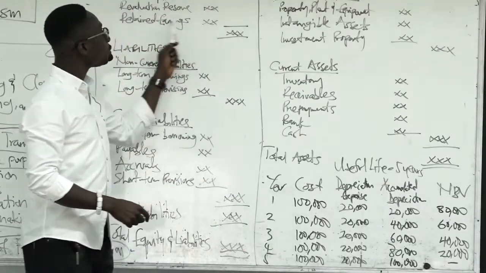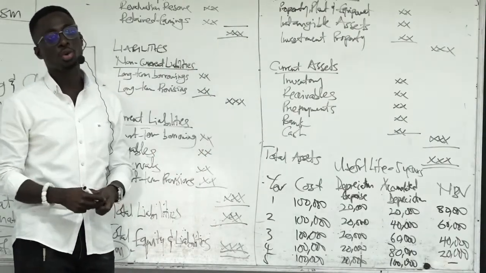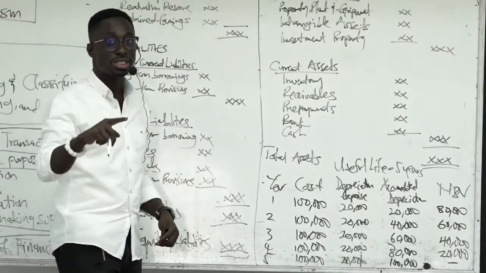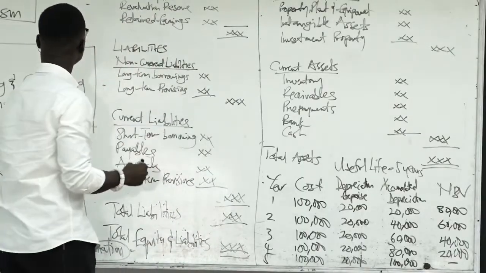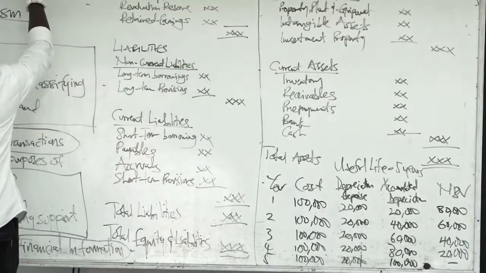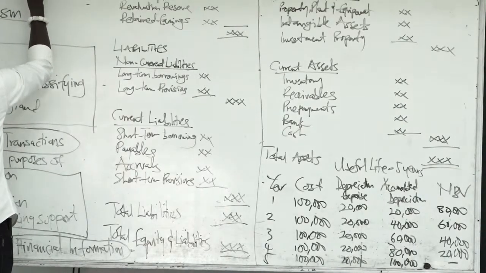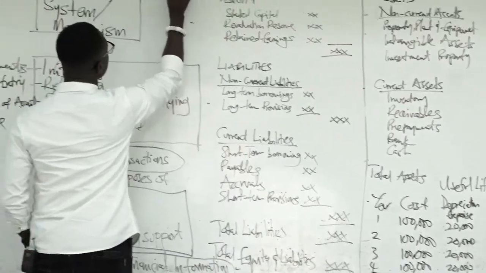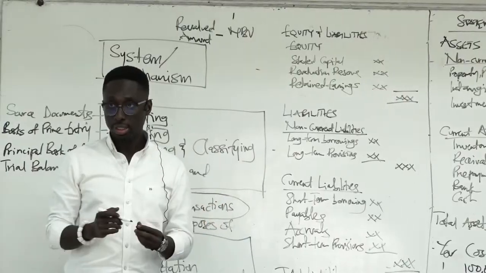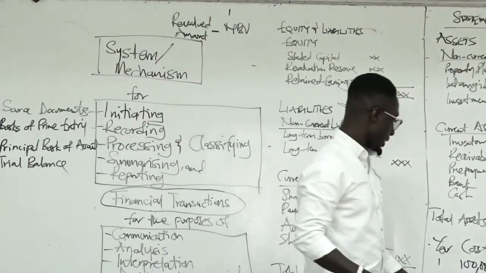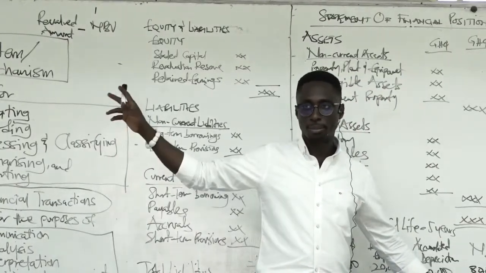So this revaluation reserve is going to be the accumulation of what we are calling revaluation gains and losses. And how do we calculate that revaluation gain or loss? It is the revalued amount minus the book value. You get it? So in this case, at the end of the third year it is 40,000. But then the revalued amount is 90,000.